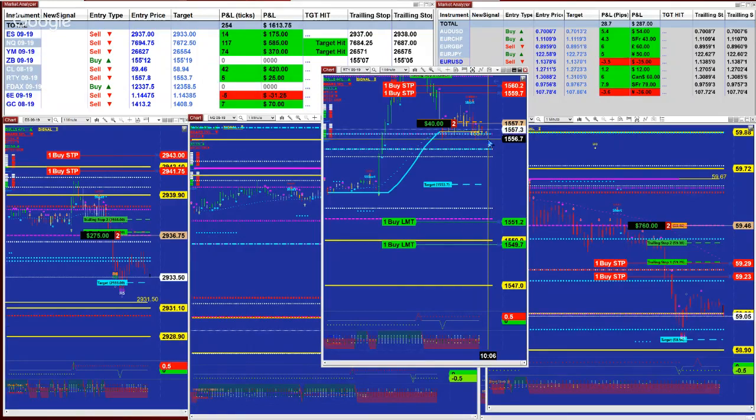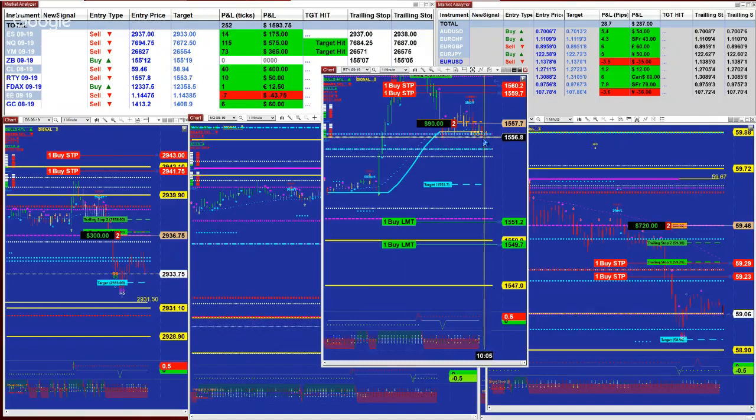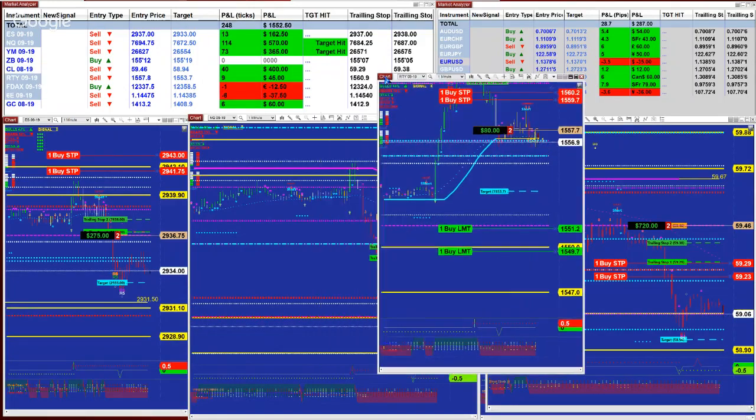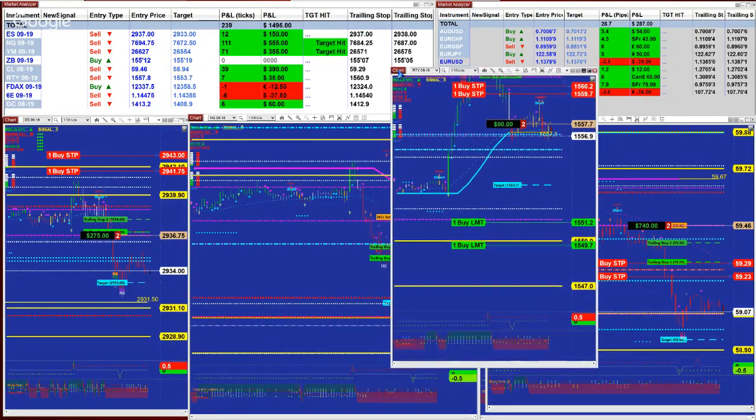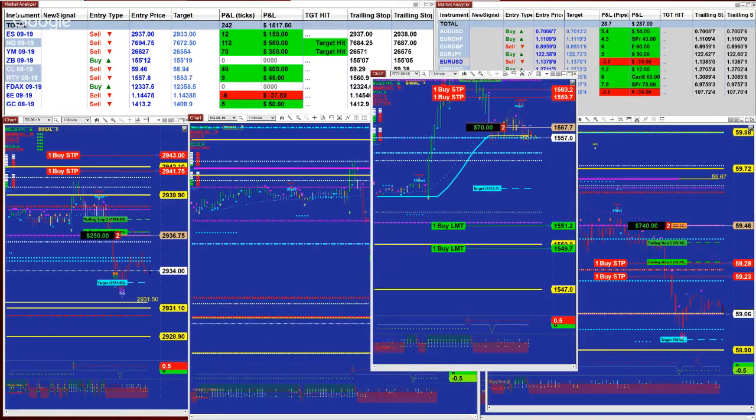And we will be updating you also on this baby, the Fibs automated trade. I'm really having a ball with it.